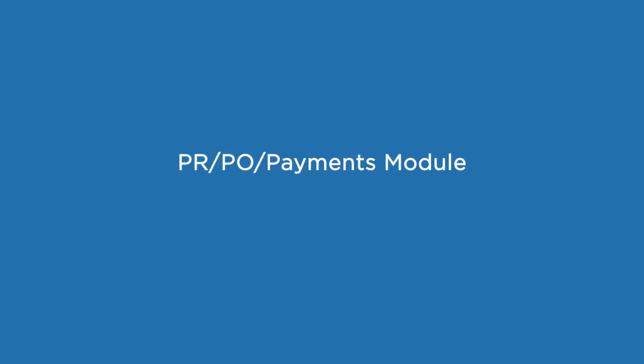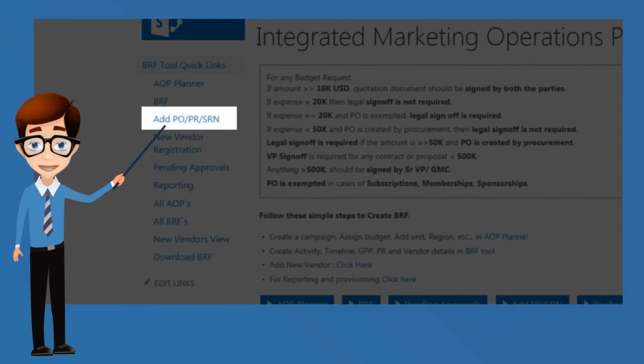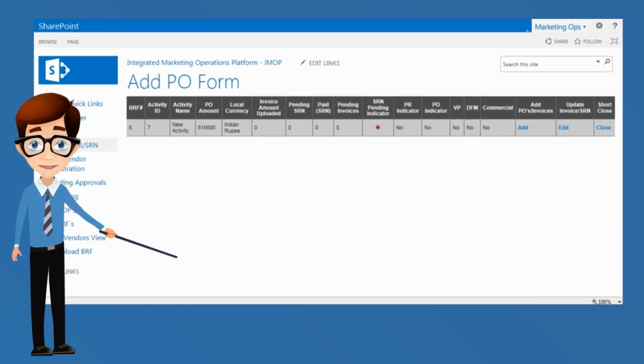PR, PO, or Payment Module. The PR/PO Payments Module is a repository for purchase requests, purchase orders, and payments made.